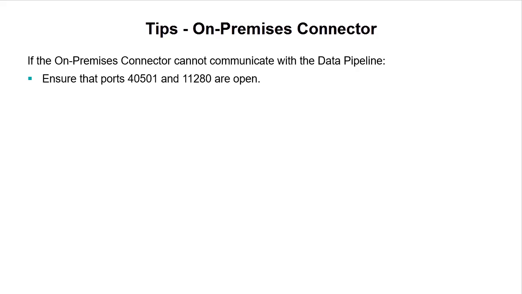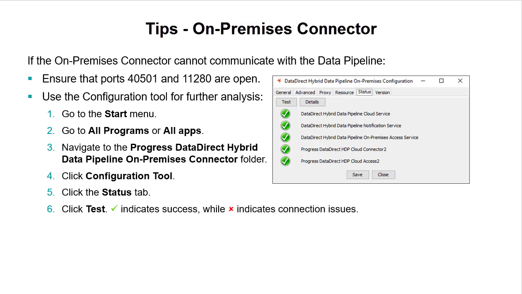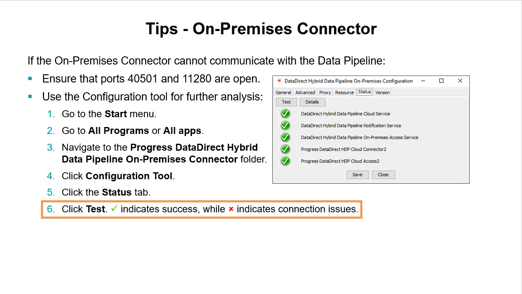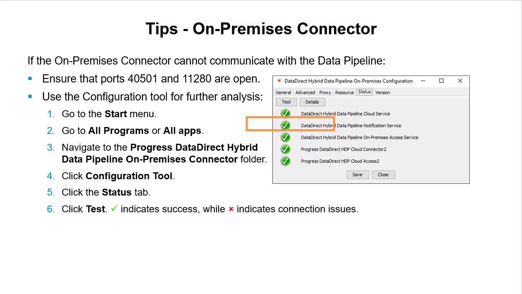These tips will help you troubleshoot the on-premises connector. If you are having a connection problem, check to see whether ports 40501 and 11280 are open. If that does not resolve the problem, navigate to the Configuration tool, open the Status tab, and click Test. A green check next to a service indicates that the connector is communicating correctly with that service, while a red X indicates a problem. Click Details for more information about any issues.